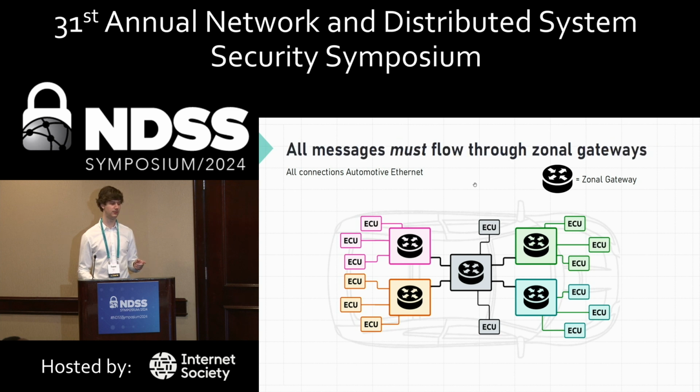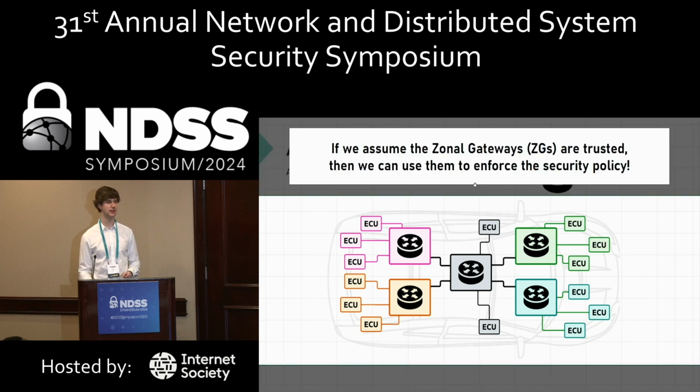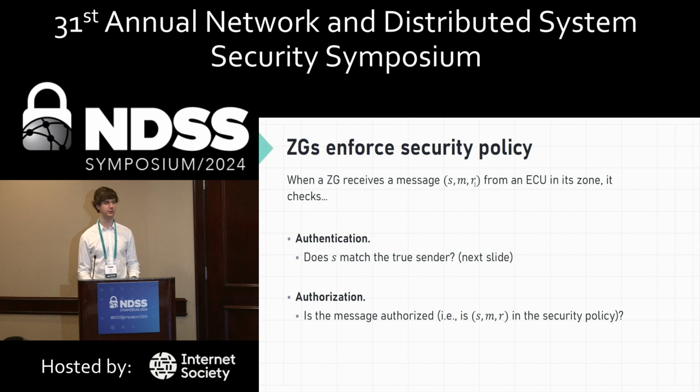Well, for one thing, we can notice that every single message between ECUs must flow through the zonal gateways, which means that these zonal gateways in the middle, we can use them to enforce the security policy if we can trust them. We can block the messages that we don't want to flow because it's like a central choke point. The zonal gateways enforce the security policy. Again, they have to accomplish both the authentication, is S the true sender, and authorization. Is it allowed in the security policy?